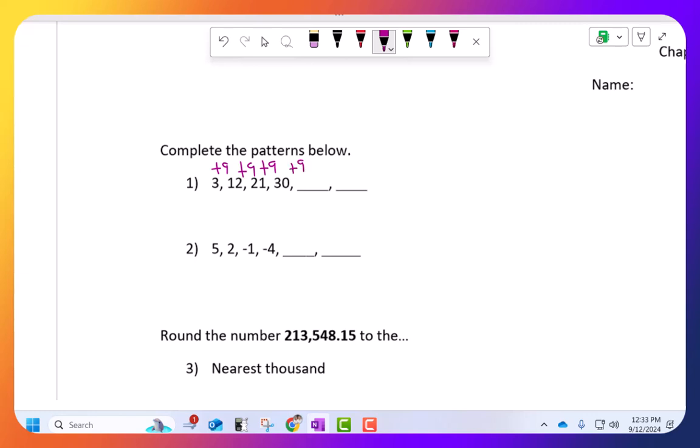So I'm going to add 9 to 30, I'm going to get 39. I'm going to add 9 to that, and I'm going to get 48. So the answer to number 1 will be 39 and 48.